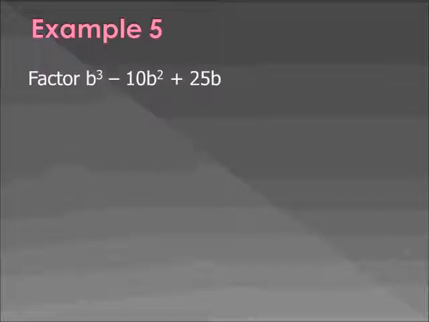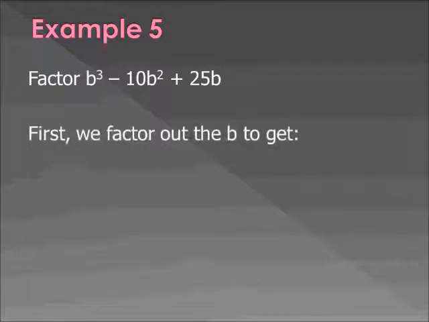Example 5. Now we're going to start putting all these ideas together. We have b cubed minus 10b squared plus 25b. The first thing you'll want to do is factor out any common factors. So you factor out the b. When you do that, you're left with b times the quantity b squared minus 10b plus 25.